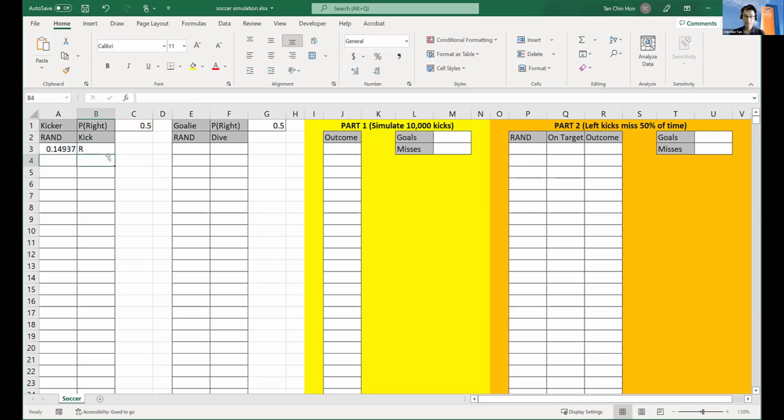Let me copy this formula and paste it into the chat box so that everyone can follow along.